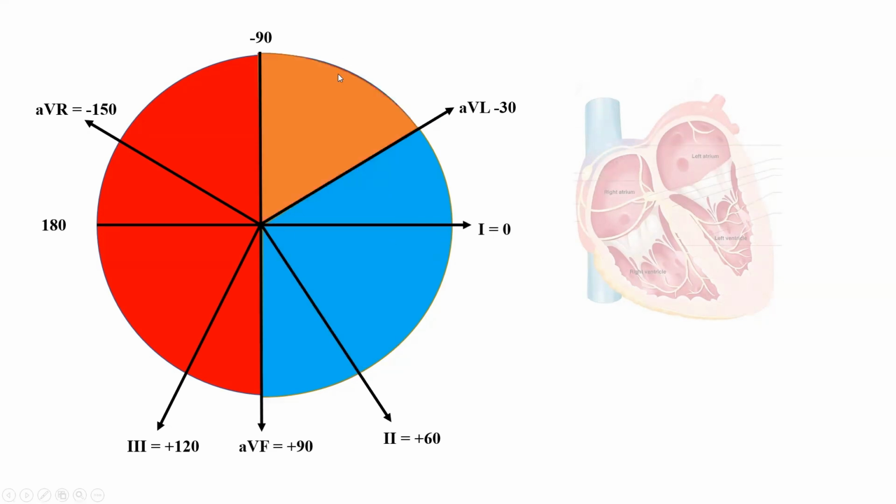The orange pie is between minus 30 and minus 90. This is the left axis deviation. So anything located here is left axis deviated. The green pie is from positive 90 to positive 180. This is the right axis deviation. And this red pie here is the extreme axis deviation. This is the pie that we need to learn how to draw.